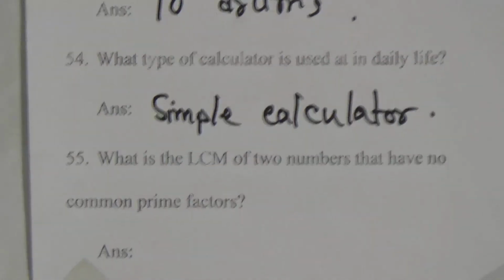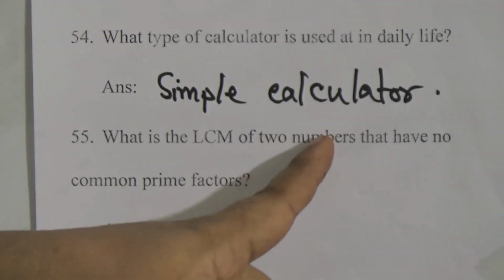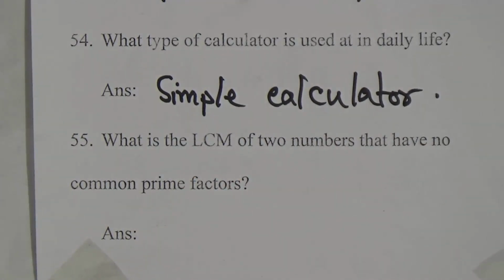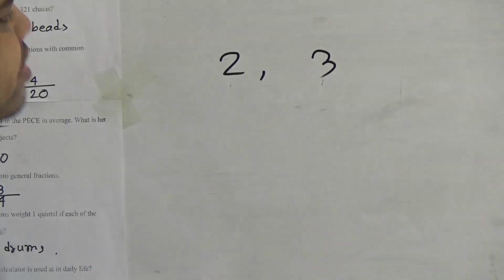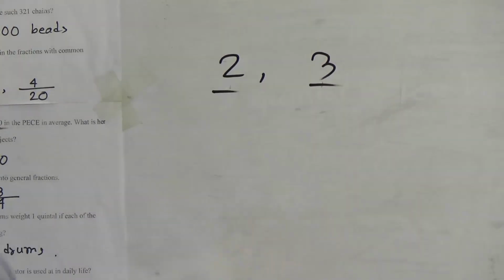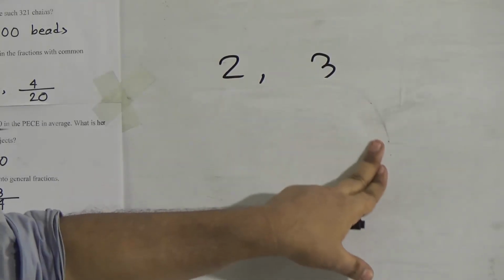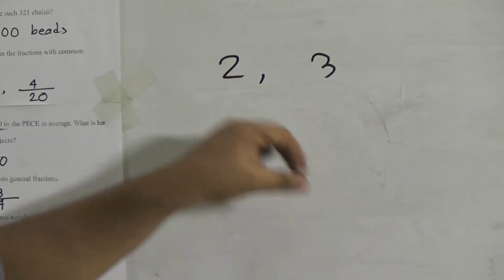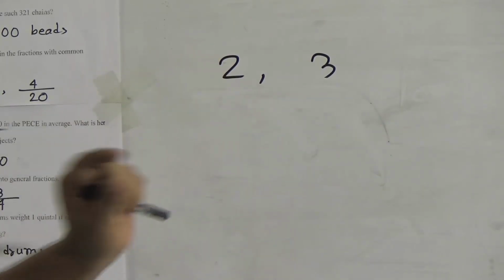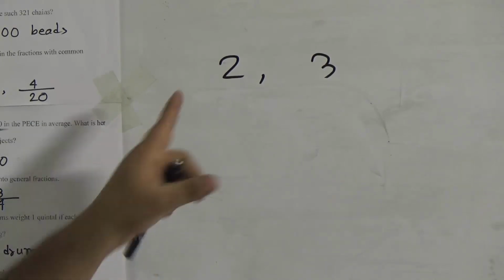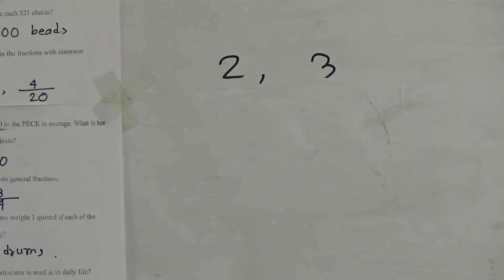Okay, question number 55. What is the LCM of two numbers that have no common prime factors? So my dear student, at first you notice 2 and 3. Suppose these are two numbers 2 and 3. We need to find out the LCM of these two numbers. Notice there is no common prime factor. Here only common factor is 1, but 1 is not prime number. For these reasons, if it happens, then we multiply these two numbers. After that we get the LCM of two numbers.